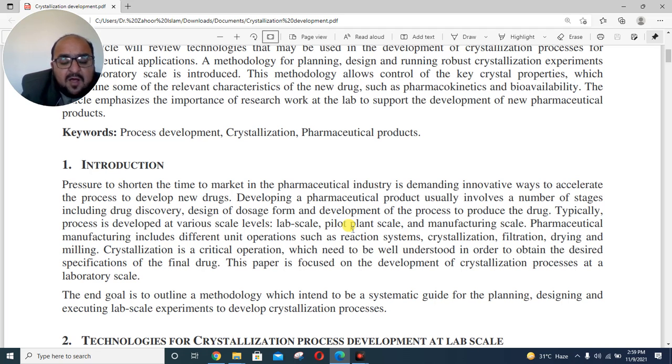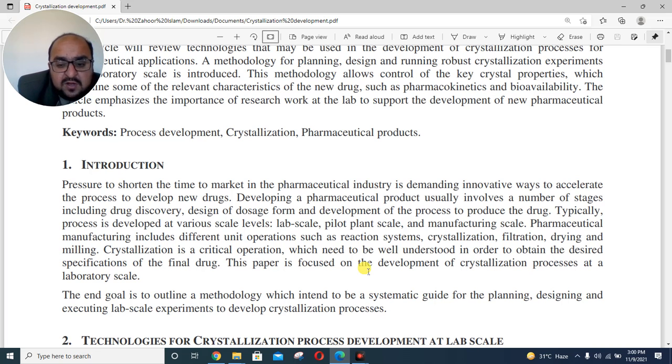Typically the process is developed at various scale levels: the lab scale, the pilot plant scale, and manufacturing scale. So pharmaceutical manufacturing includes different unit operations such as reaction, crystallization, filtration, drying and milling. Crystallization is a critical operation which needs to be well understood in order to obtain the desired specification of the final product.